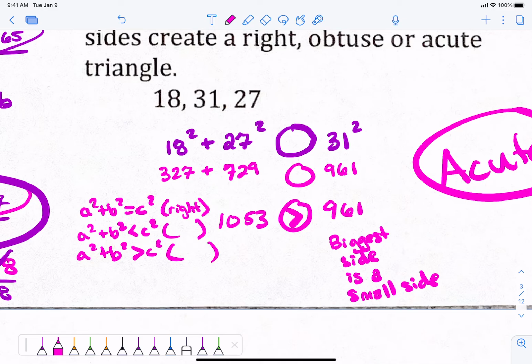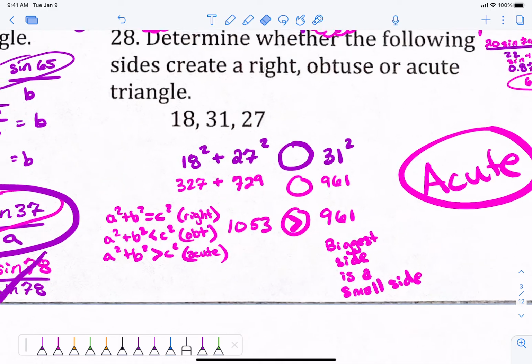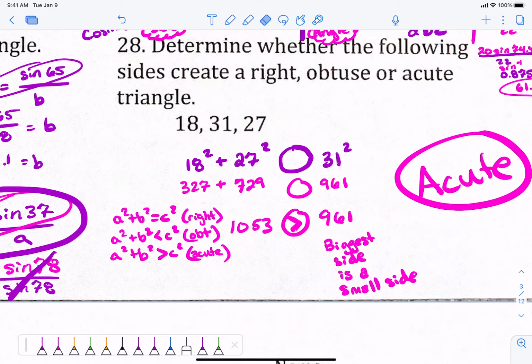This second one says my biggest side is a big side, right? Because it's on the big end. So if my biggest side is a big side, it's obtuse. If my biggest side is a small side, like the third one, it's still going to be acute. Does that make sense? So not a lot of work to do there, really. Okay? Happy with that? All right, I'll pause for a moment.